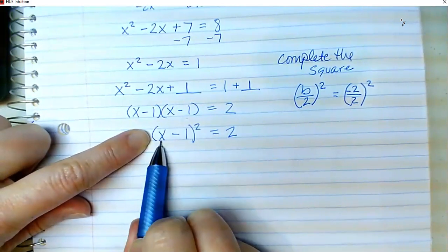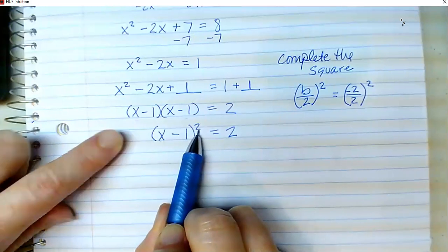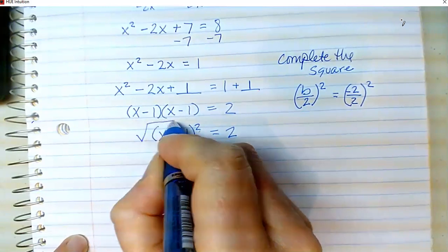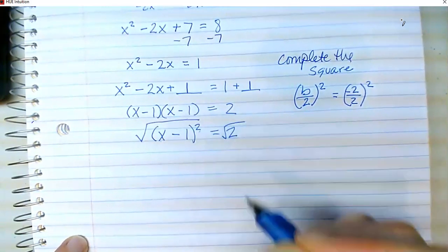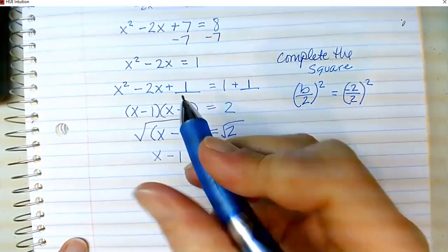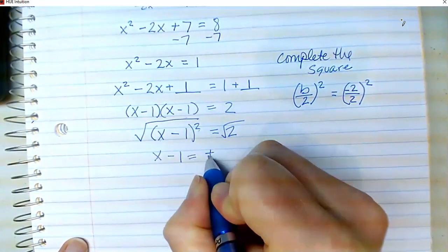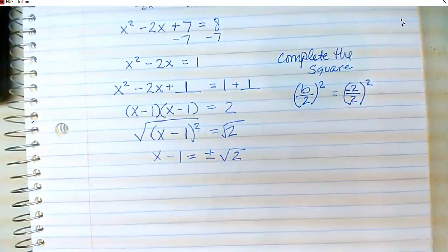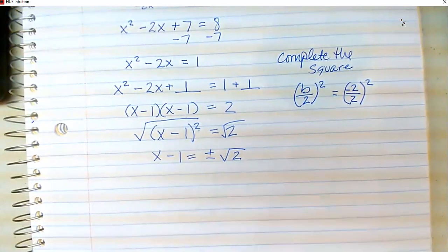So I want to get x by itself. The first thing I need to do is take the square root of both sides to get rid of the square. That's going to give us x minus 1 equals, remember your plus or minus, the square root of 2. Now the square root of 2 is not a perfect square, so we're going to leave 2 underneath the radical like so.